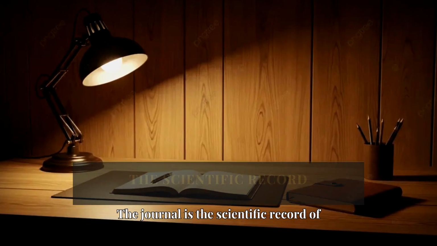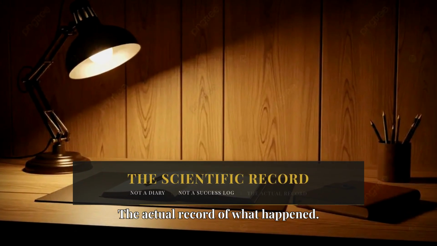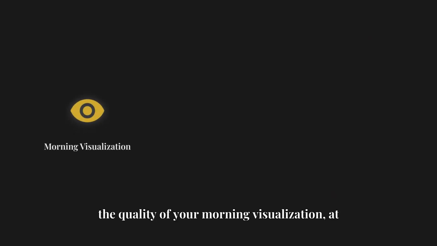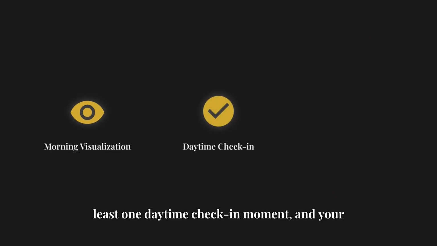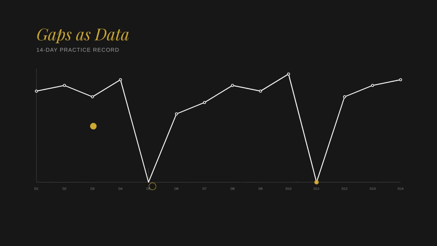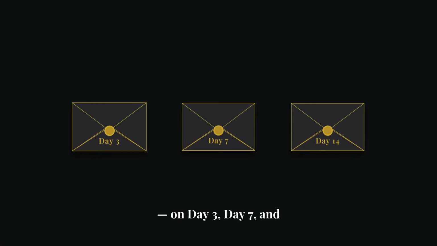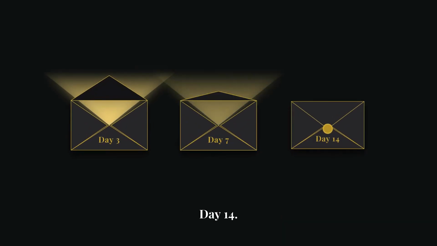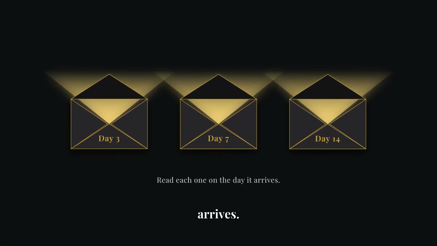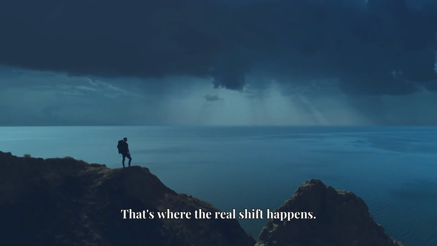The journal is the scientific record of this experiment. Not a diary, not a success log. The actual record of what happened. 3 things go in each daily entry: the quality of your morning visualization, at least one daytime check-in moment, and your SATS session. Brief and honest is the standard. Days where the practice broke down belong in the record too. Gaps are information. There are also 3 structured reflection prompts on day 3, day 7, and day 14. Read each one on the day it arrives. 14 days, honest engagement with the process over time. That's where the real shift happens.